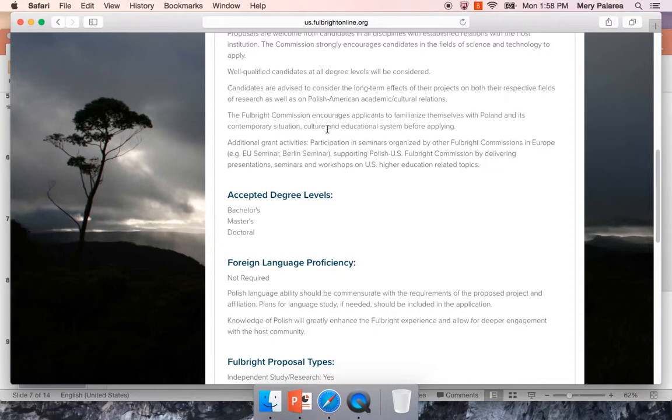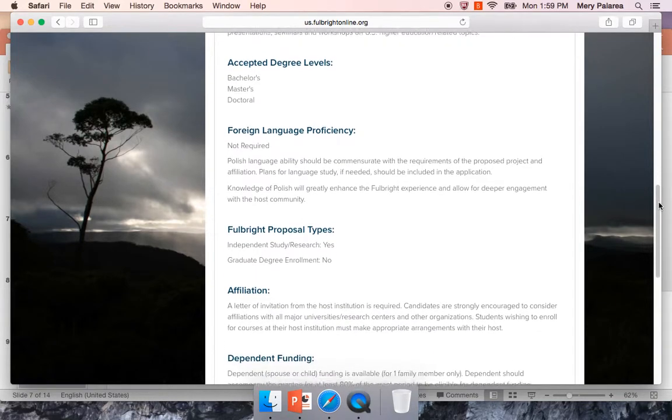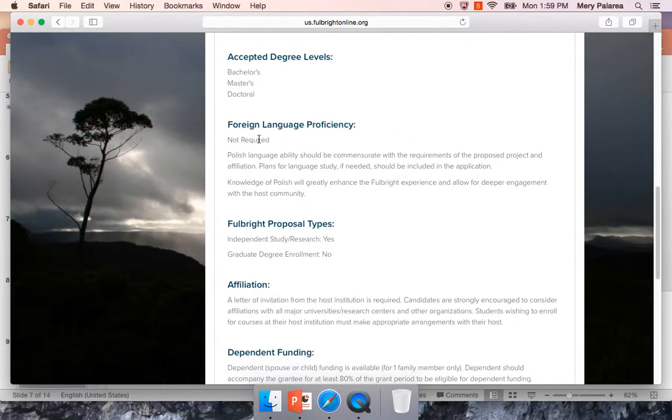So doing things like reading local newspapers, and making sure you understand what's top of mind for Polish citizens today is going to be very important. So they will accept recent undergraduates as well as master's and doctoral candidates. And the foreign language proficiency, they're saying it's not required. This is fantastic. Polish language ability should be commensurate with the requirements of the proposed project and affiliation. Plans for language study, if needed, should be included in the application.